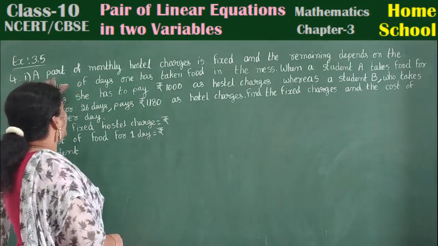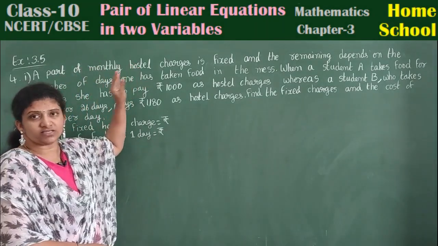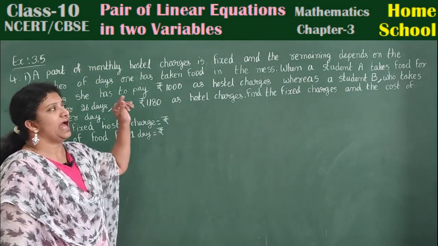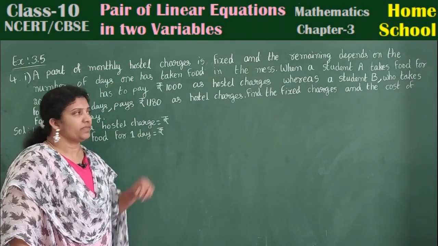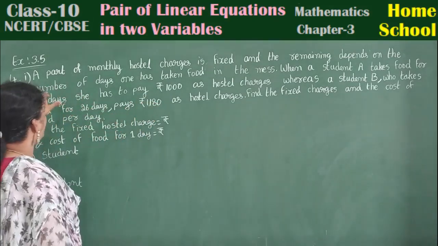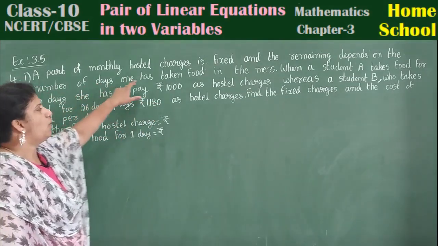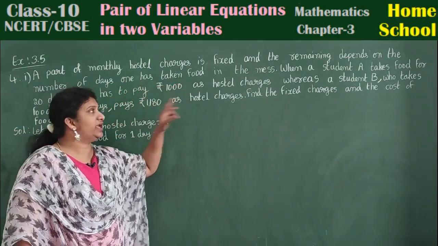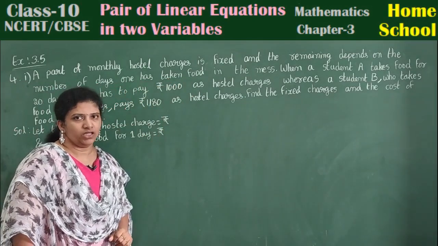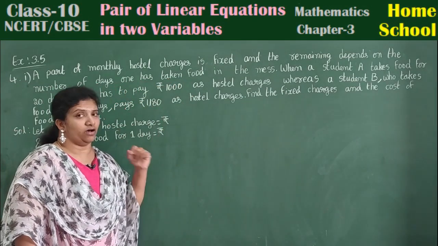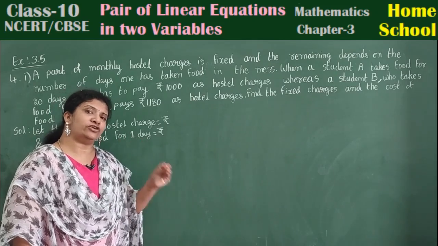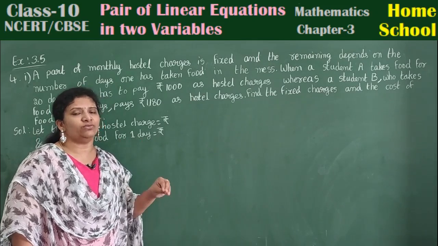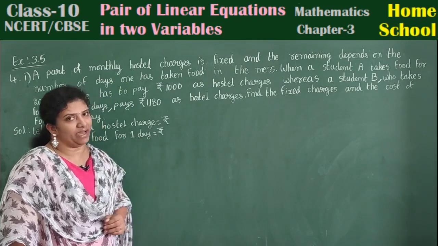Similarly, what they have given, monthly hostel charge is fixed, and the remaining charge means mess bill. Remaining depends on the number of days one has taken food in the mess. Okay, hostel rent or hostel charge is fixed. How many days you have food in the mess? That much amount you need to pay extra amount.